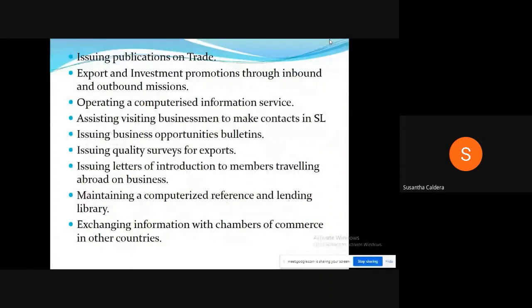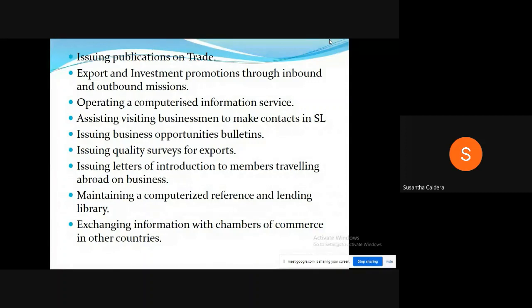Export and investment promotions through inbound and outbound missions. Operating a computerized information system. Quality certificates, quality surveys for export, right?